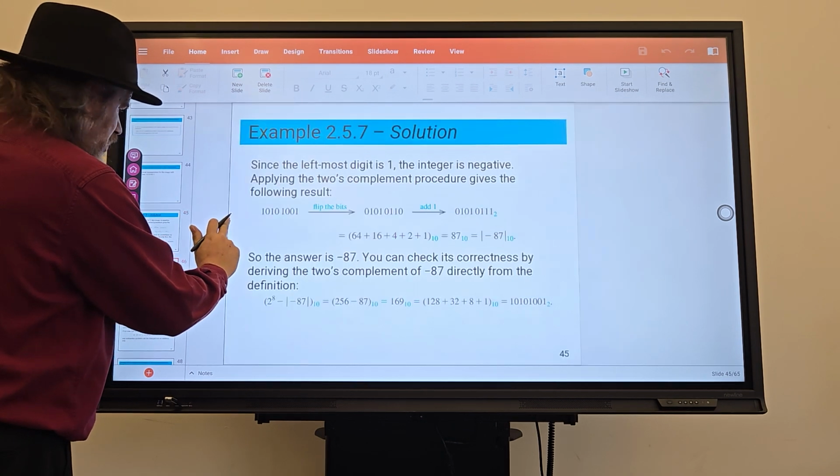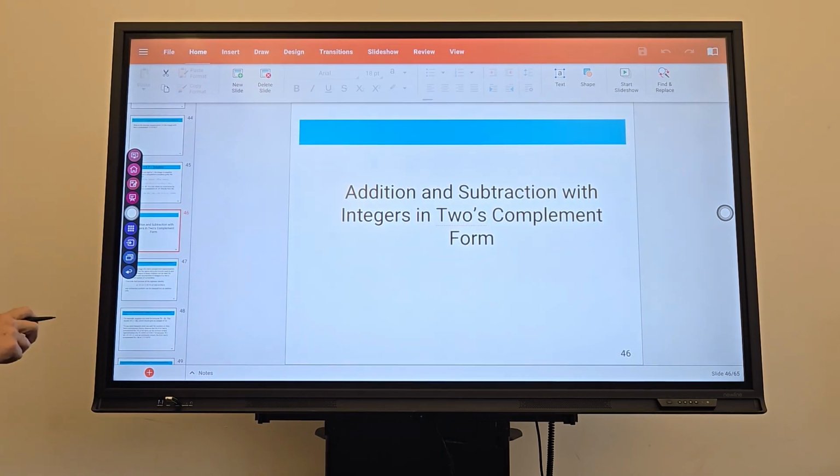We'll skip all that. Addition and subtraction with 2's complement works the same way. You can add a 2's complement negative number to another number, and you're effectively subtracting it from the first number.